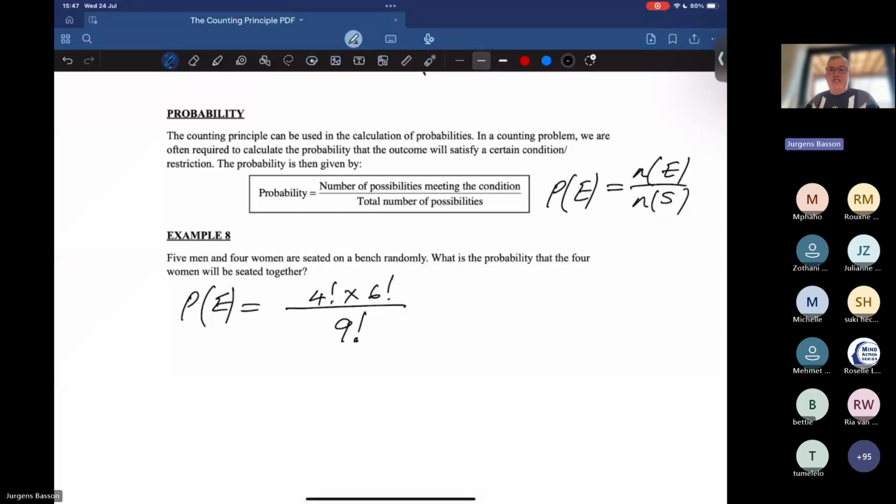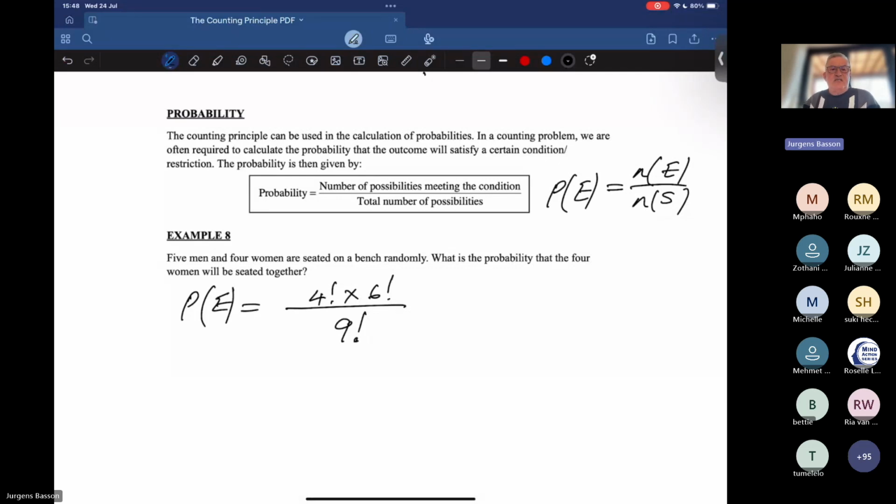So if I can just explain it again, I say 4 factorial is the 4 females. It's the only group, and that is 4 factorial. Then you count it as 1, and then you bring the 5 men plus the group of women, which is 6 that I must arrange, and that gives me the 6 factorial.